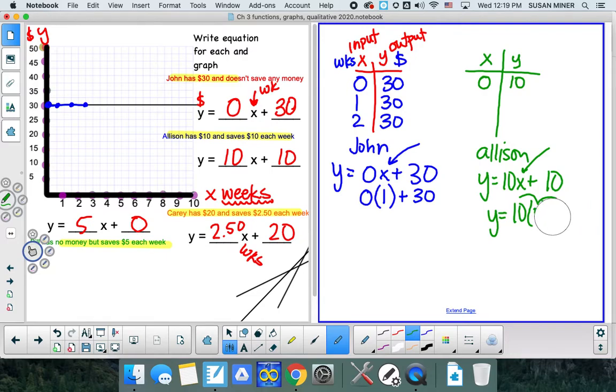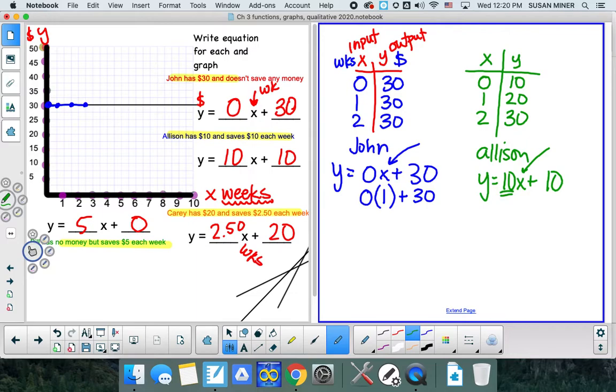What if I input a 1? What if 1 week goes by? How many dollars will I have? Well, I will have $20 because I'll have my initial 10 plus 10 more from the first week. What if 2 weeks goes by? Well, I'm going to have $30 because every week that goes by, I'm increasing by 10 more dollars. So hopefully this is starting to make a little bit of sense here.